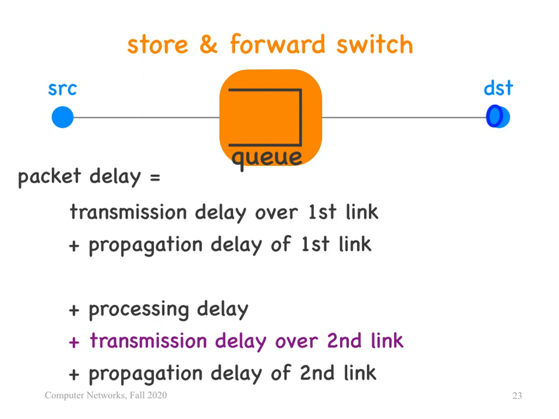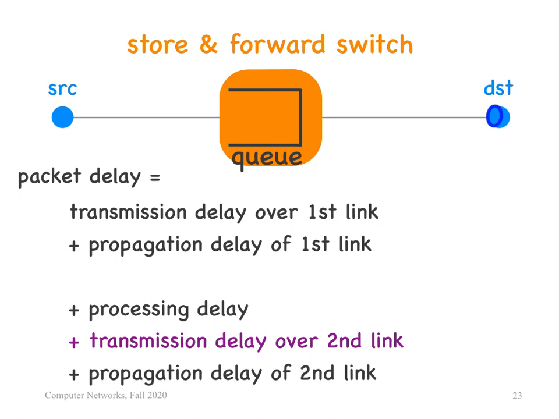So this introduces an extra transmission delay component, the transmission delay over the second link. This may seem confusing. Why did we not have this extra transmission delay component in the previous scenario? Because there we had a circuit switch. As soon as it receives a bit, it transmits the bit. So the first bits of the packet do not need to sit at the switch waiting for the last bit of the packet to arrive.